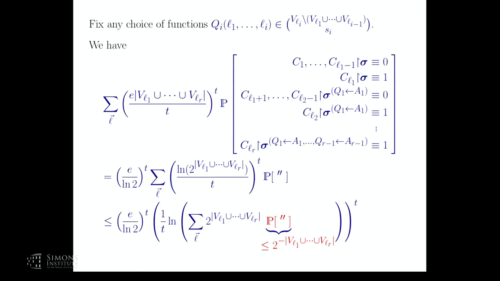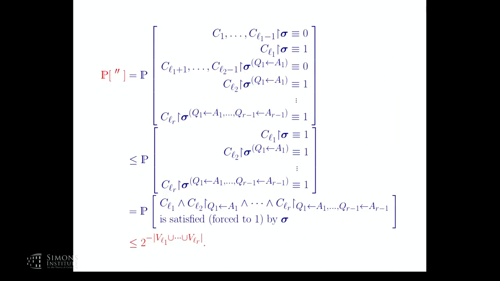And now the next observation is that this probability here is at most 2 to the, you know, 1 half to the size of this set. So I claim that these are going to cancel to 1. Let me just show that on one slide here.